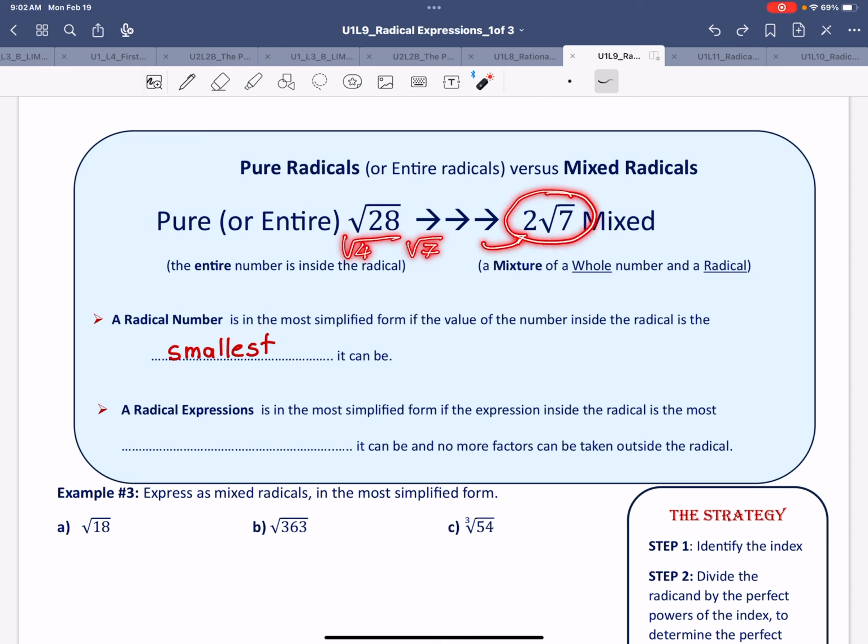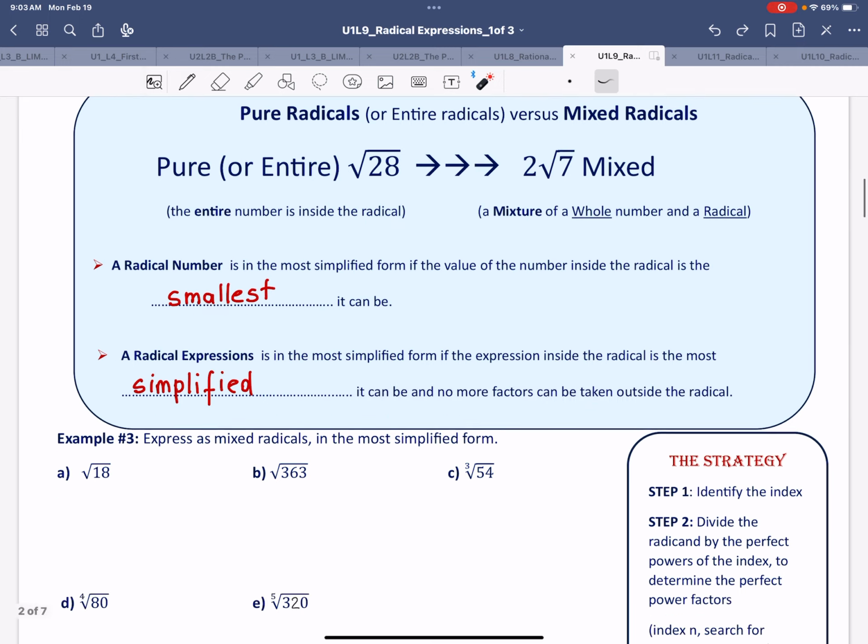Now, this would be the simplified form of the radical square root of 28. So we want the number inside the radical to be the smallest possible. A radical expression is in its most simplified form if the expression inside the radical is in the most simplified form it can be, and there are no more factors that can be taken outside the radical.